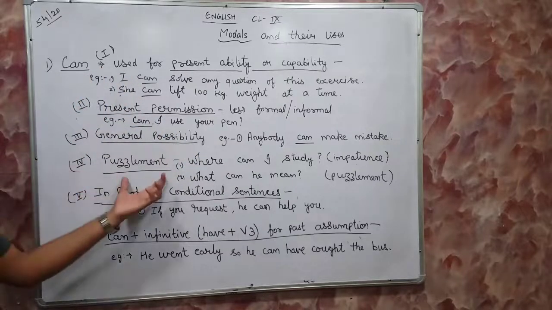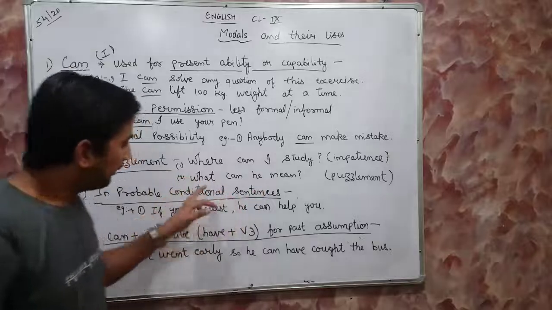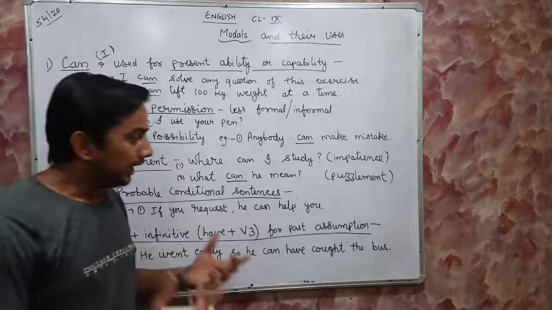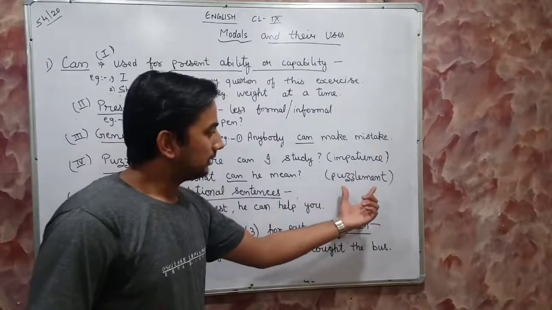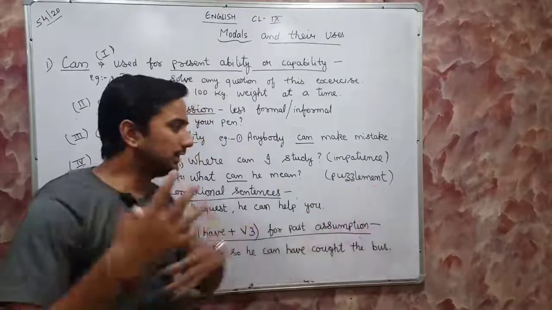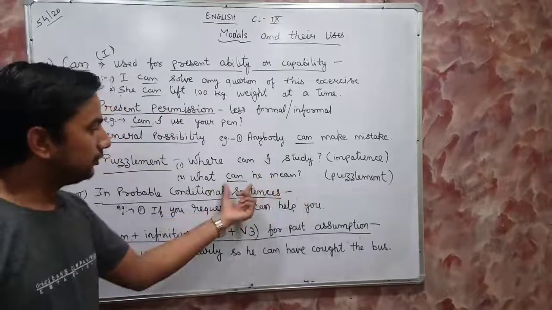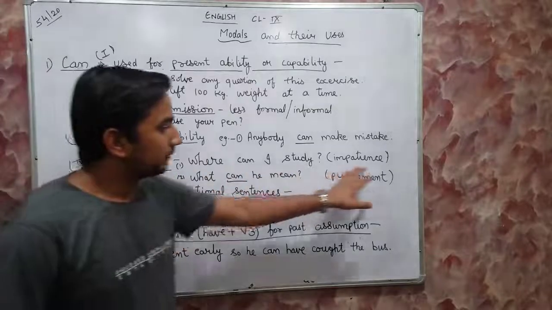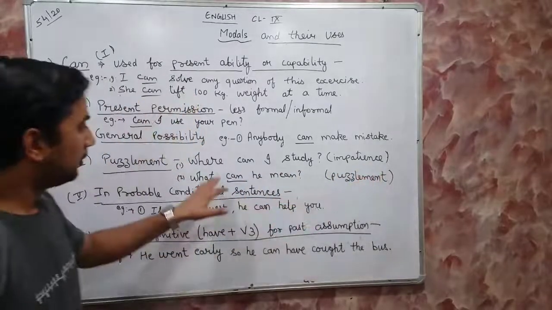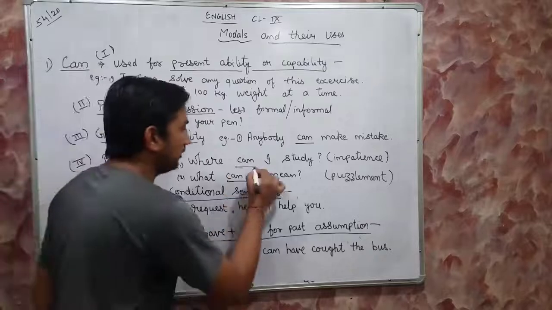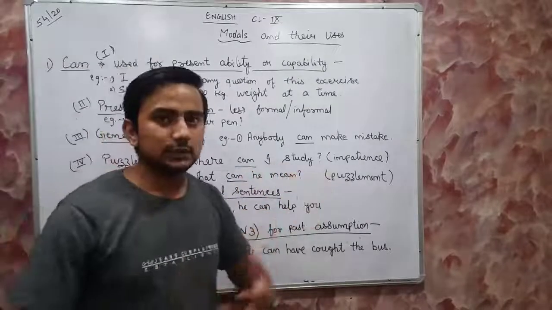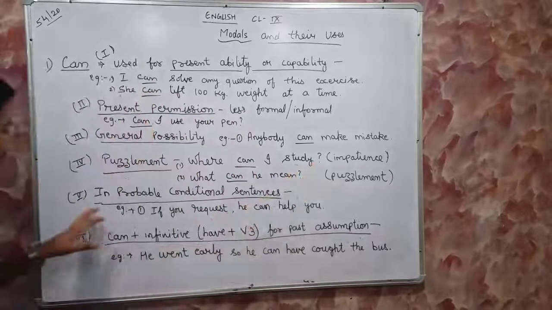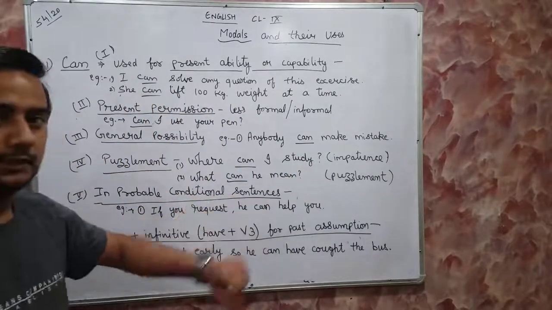In the fourth condition, puzzlement. For example, what can he mean? He said something, that sentence has some meaning, but the other person got puzzled about what he said, what was his meaning. So, what can he mean? We can use the modal can for puzzlement. In puzzlement you will get one more condition, that is impatience. Where can I study? A person is impatient to know about the situation.